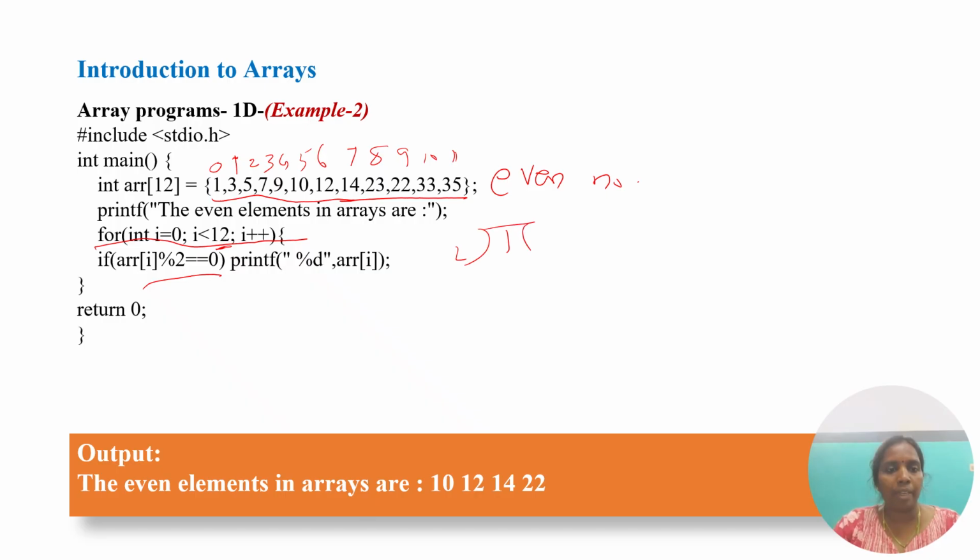Similarly 3, 5, 7, 9. If it is 10, then 10 percentage 2, the remainder is 0. So the output printed here is 10, 12, 14 and 22. So these outputs are even numbers.